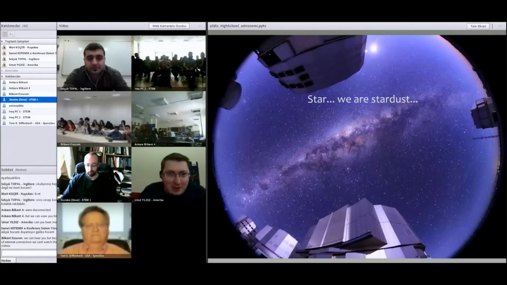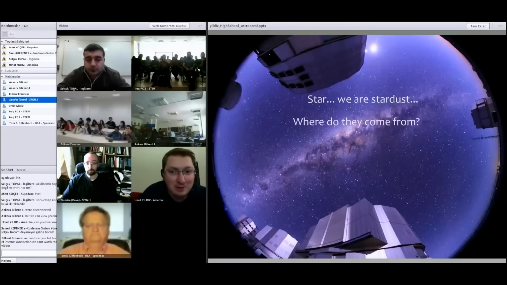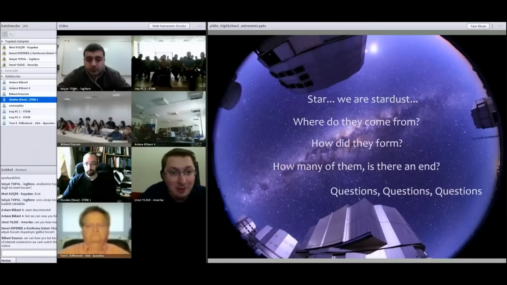We look at the sky, we see a lot of stuff there. For example, stars, planets, comets, meteors, and everything. But you know, we are actually stardust, right? Many of the atoms or molecules are actually formed inside the stars. But where are these stars coming from, how did they form, how many stars are out there, and is there an end? Those kinds of questions that we are always asking.